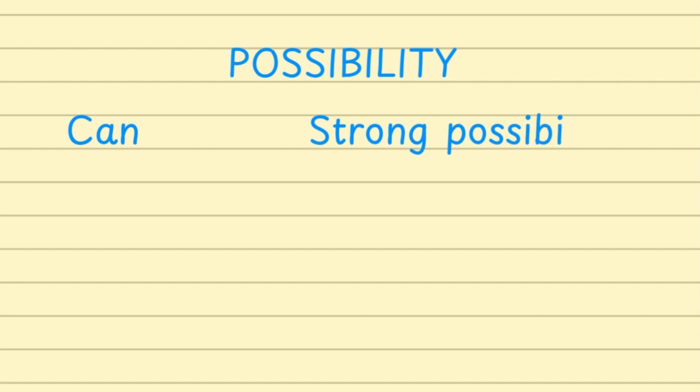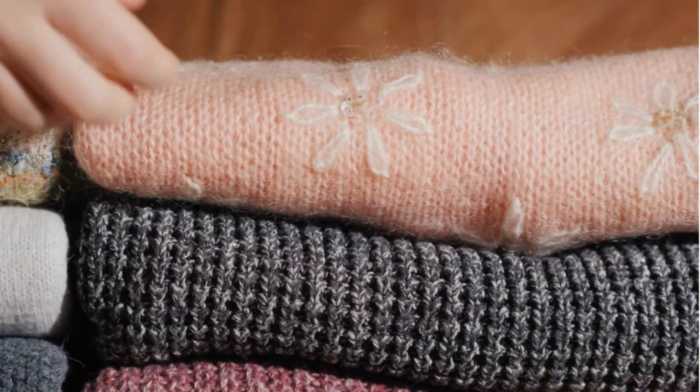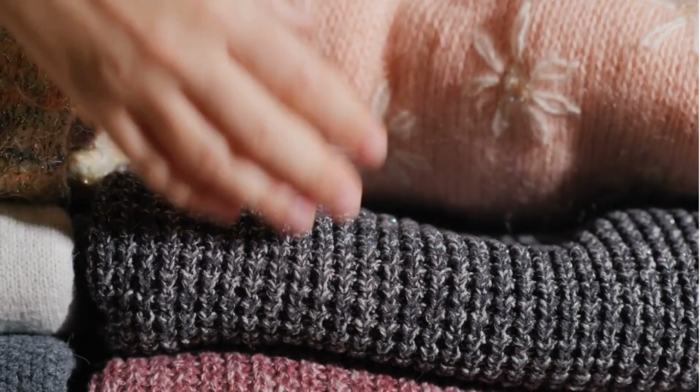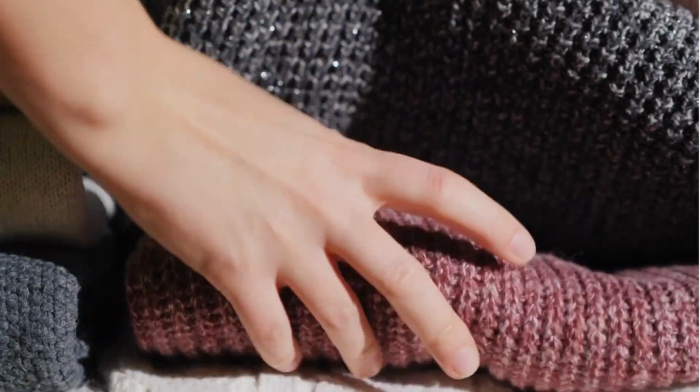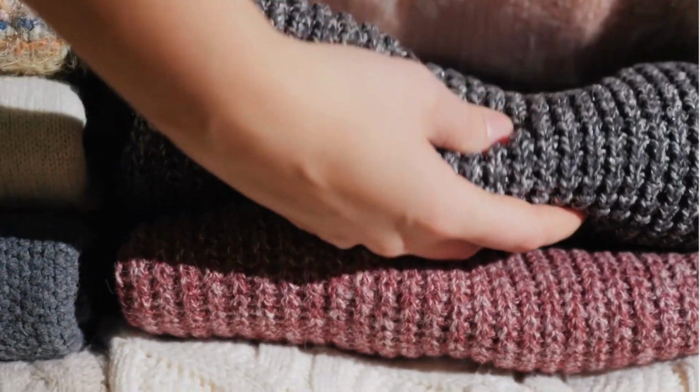Now, let's explore how to talk about possibilities using modal verbs. Can suggests a strong possibility in the present. It's often used when we are quite sure about something happening or being true. For example, it can get cold in winter. This means that it is very likely to be cold during the winter season, as it usually happens every year.